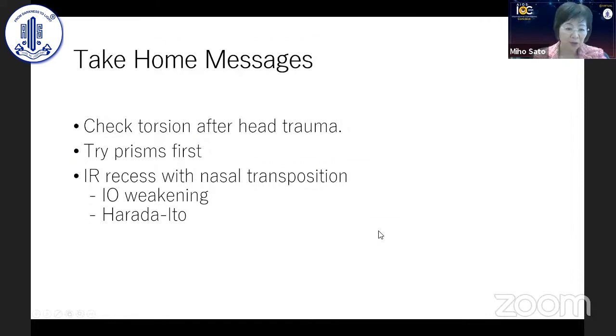So the take-home messages: check torsion after head trauma. Try prism first. Inferior rectus muscle recession with nasal transposition is a very powerful tool and easy to perform. It can be combined with inferior oblique muscle weakening procedure or Harada-Ito procedure.